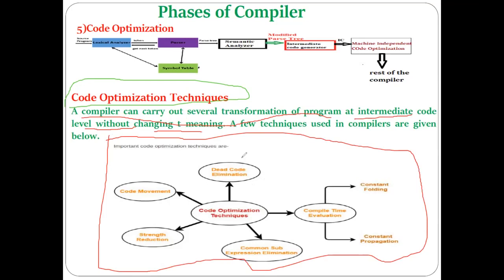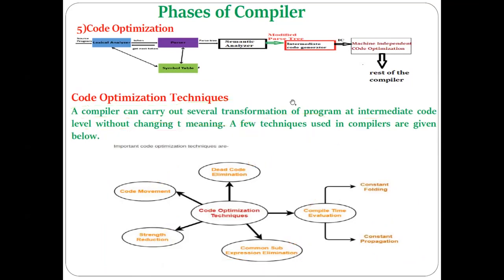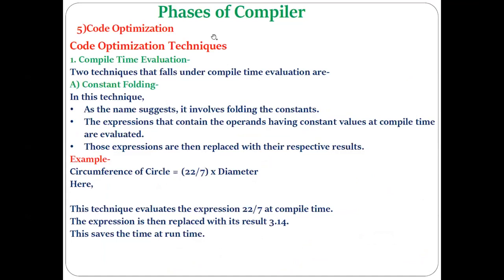The first technique is compile time evaluation, which again consists of two techniques, constant folding and constant propagation. Then we have dead code elimination, code movement, strength reduction, and common sub expression elimination. These are the important techniques in case of code optimization. So let's see the first technique, compile time evaluation.